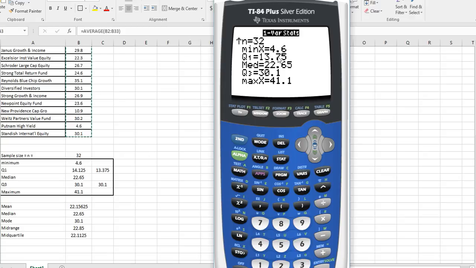And the Q1, according to the TI-84 method, is 13.75. And the Q3 is 30.1. 30.1 agreed with both methods that Excel did. The 13.75 is between the two methods that Excel gave. So assuming I didn't make any typos in my data here, we see that Excel must be doing something slightly differently for its two methods than the TI-84 does. So there are different methods of doing the Q1 and Q3, but you still get the basic idea.